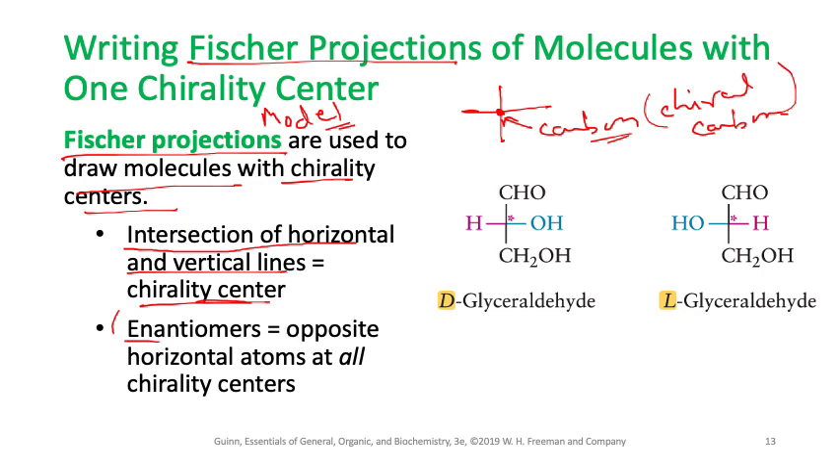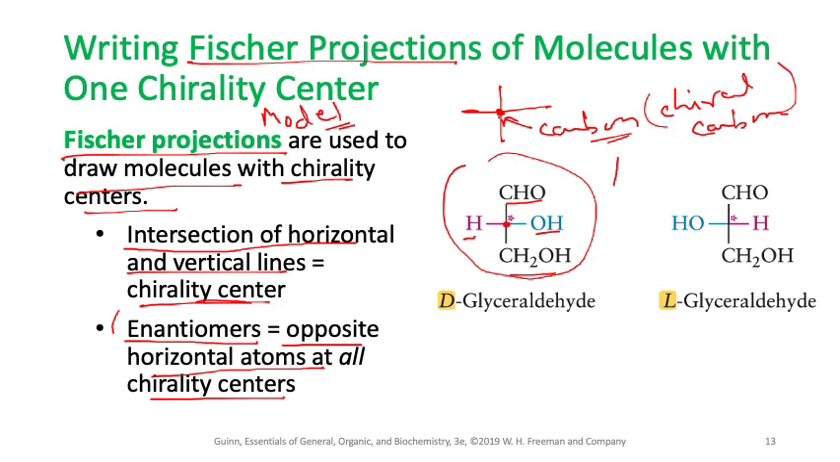And if we talk about the enantiomer, how you can draw an enantiomer using a Fisher projection, that means opposite horizontal atom at all chirality center. Let's take an example. What does it mean? Let's take this example over here. You have horizontal and vertical lines, then you have 4 different groups attached to it. One different group, second, CH2OH, H, all 4 are different. So that means this carbon is a chiral, right? Because the intersection one is a chiral.